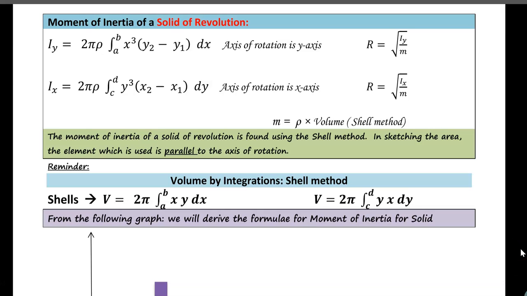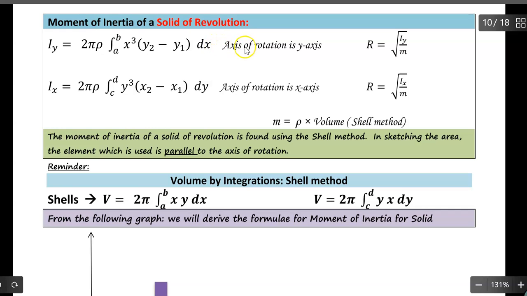Hello everyone. In this video, we will work with finding the moment of inertia of a solid of revolution. The formula to find the moment of inertia for the solid is given by Iy, with respect to the y-axis, Ix with respect to the x-axis. So for finding Iy, it is equal to 2 pi rho times the integral from a to b of x to the exponent 3, (y2 minus y1) dx.